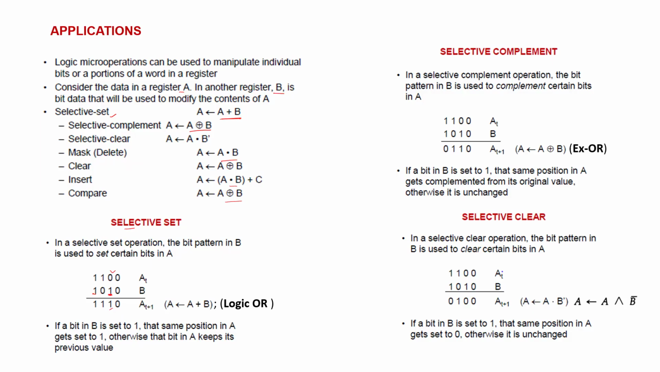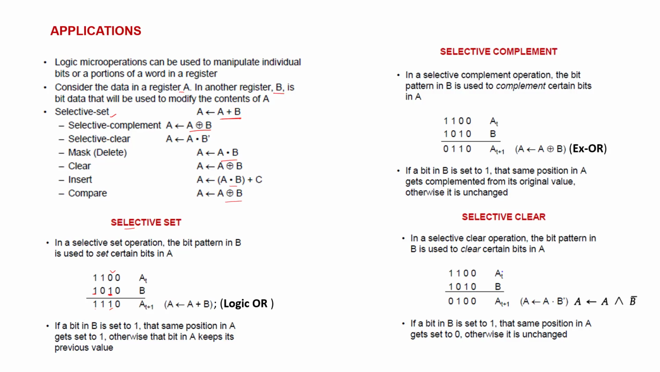Now here again the MSB bit of B is 1, and the corresponding bit of A is 1. So it is already 1, so it has remained 1, 1. So in case of selective set, the corresponding bit of register A will change to 1 if the corresponding bit of B is what? 1.